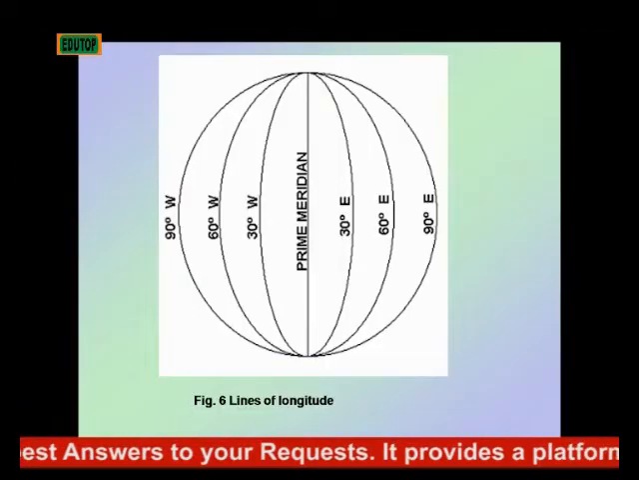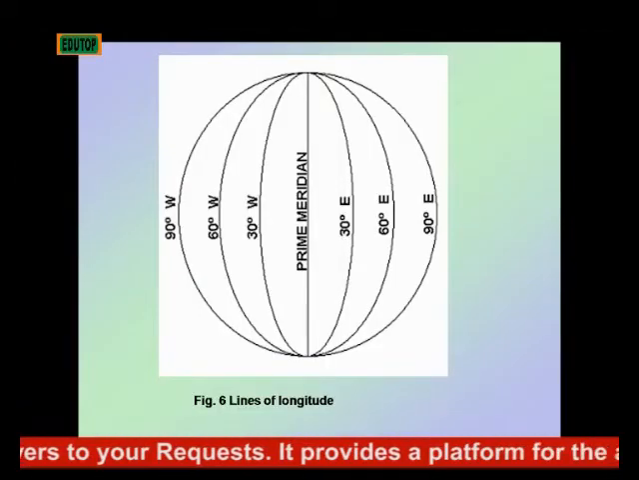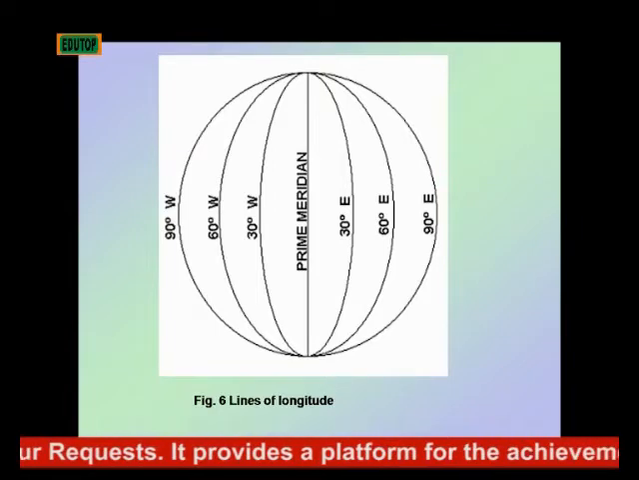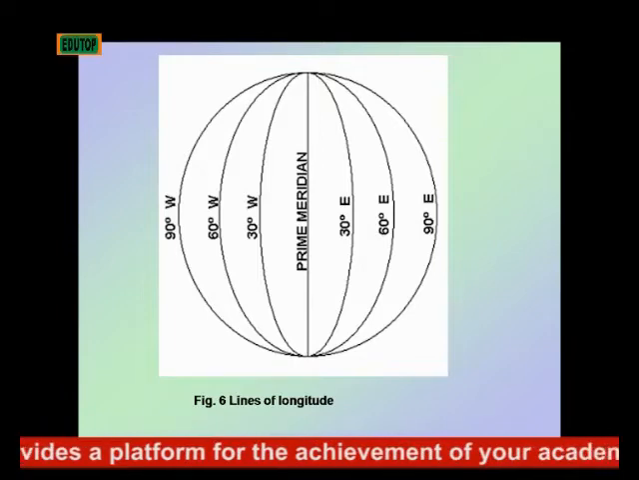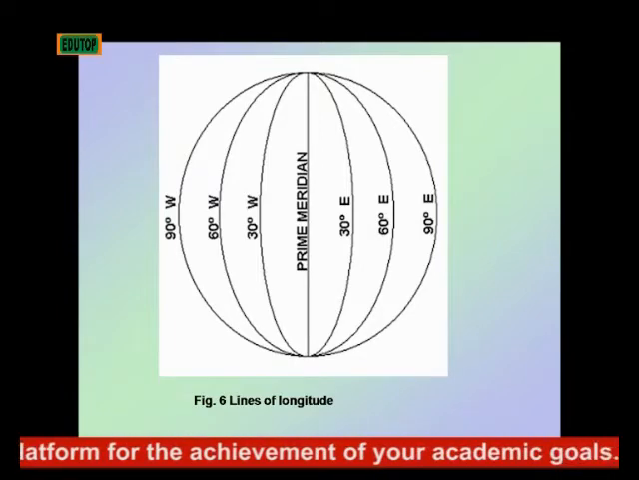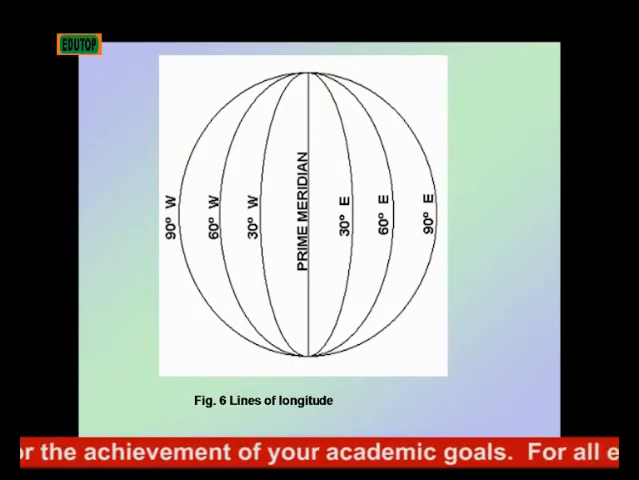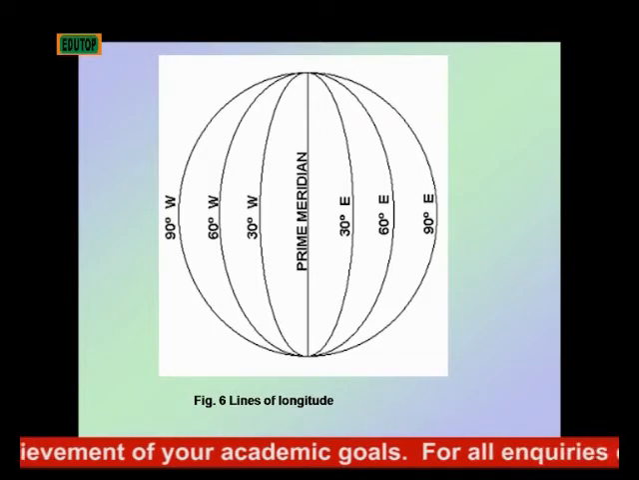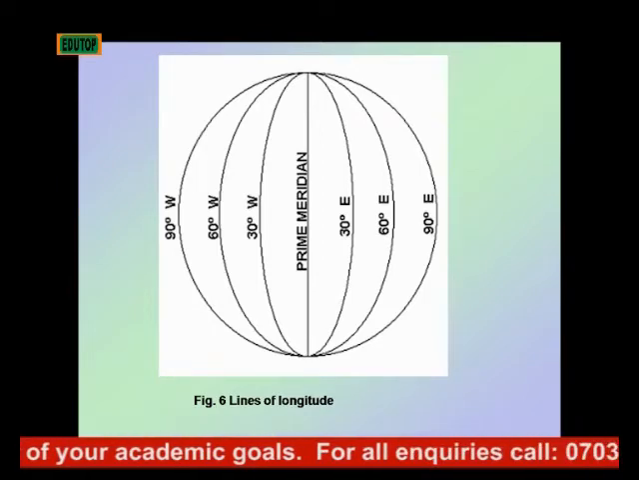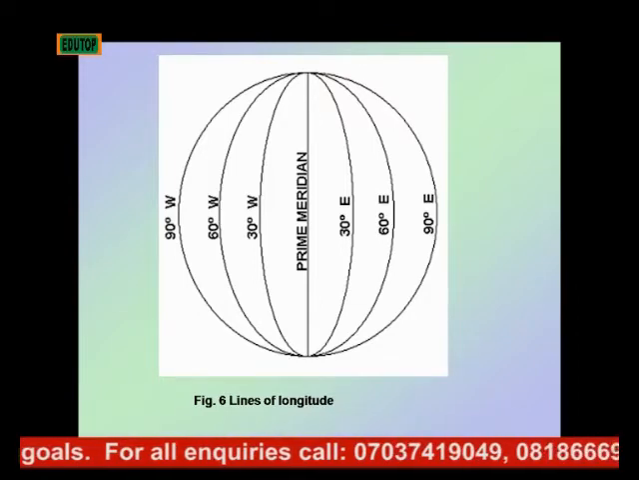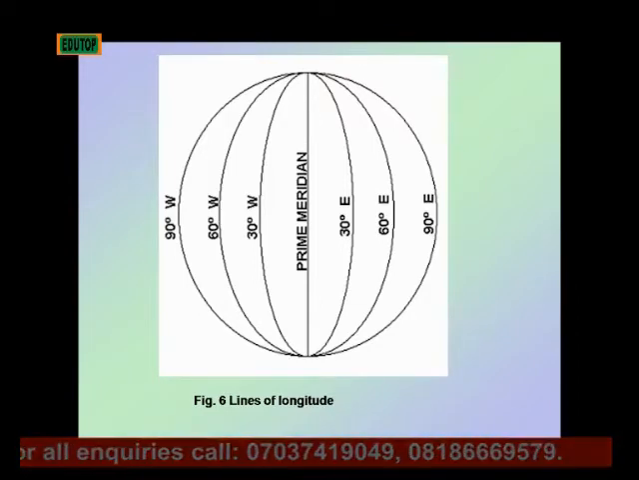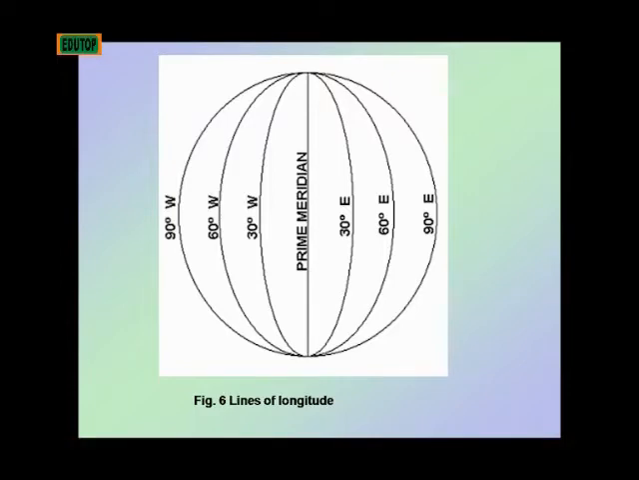The figure here shows various lines of longitude, the prime meridian and the other important lines of longitude. You can see 90 degrees, 60, 30, and then the prime meridian, which is always 0, down to 30, 60, and 90 again.